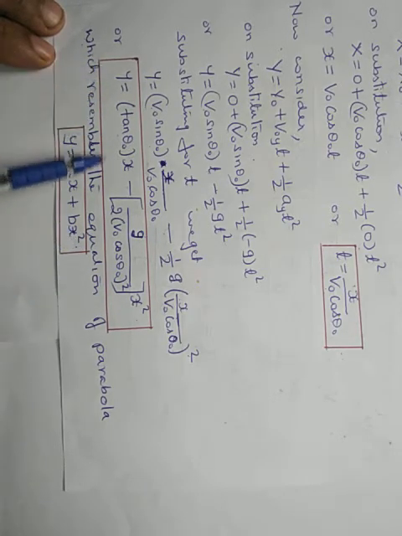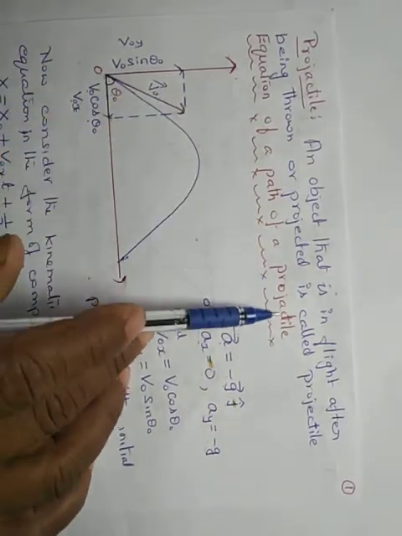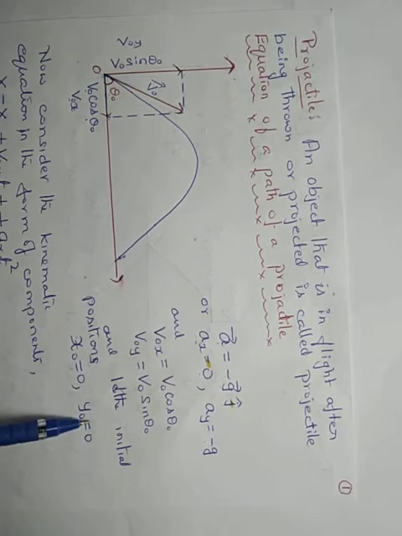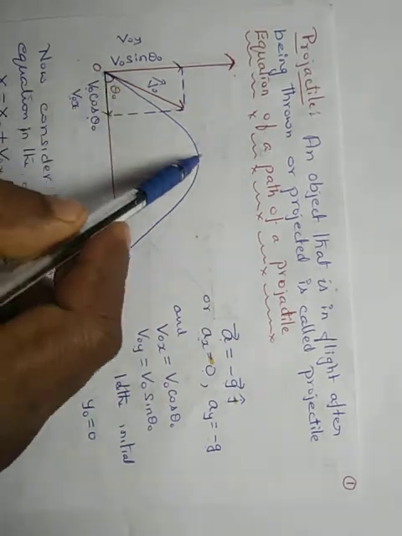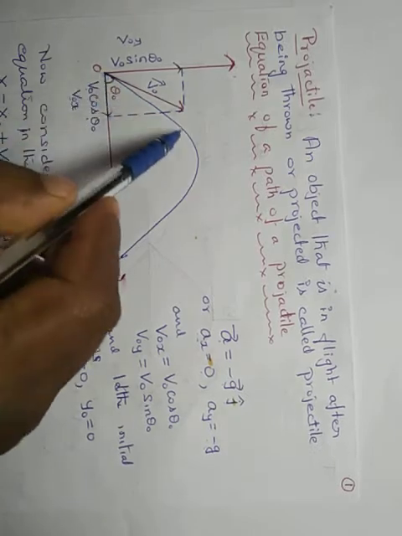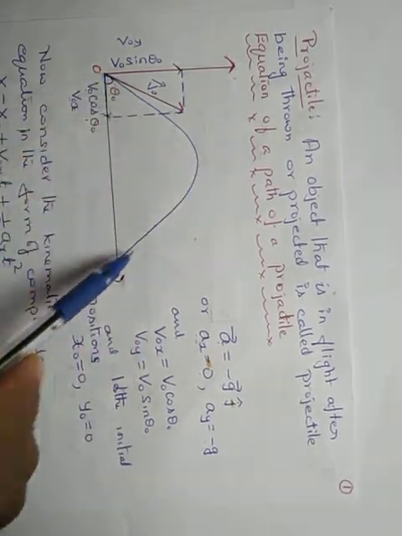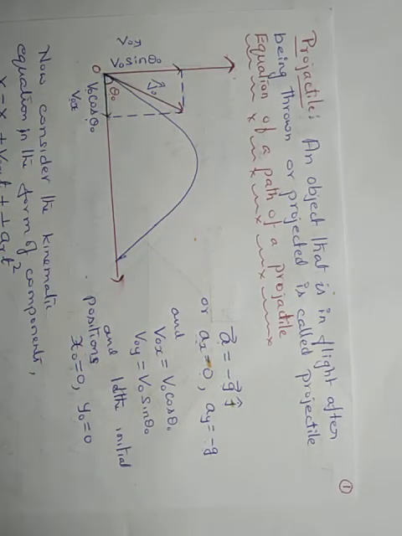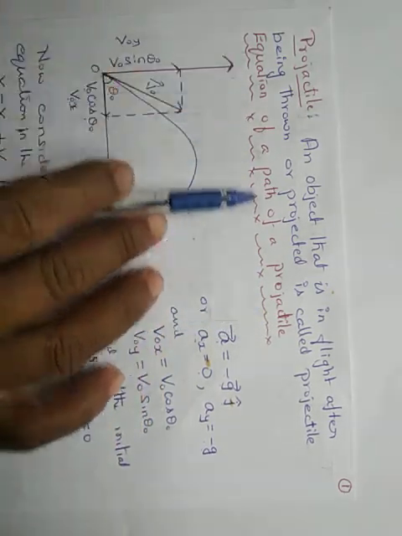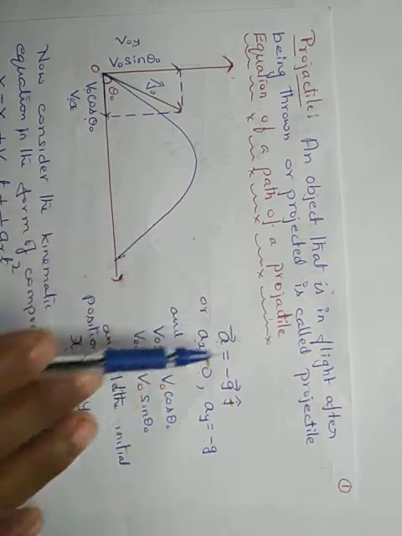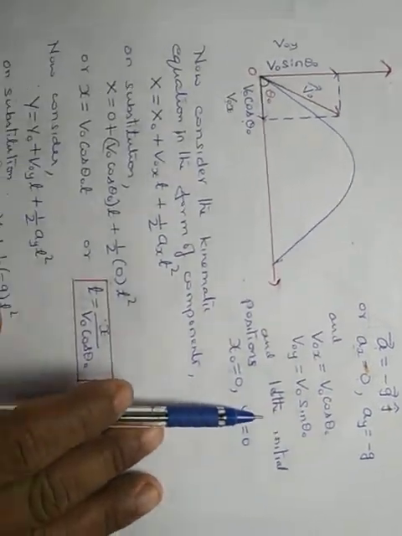So, that is the equation for the path of a projectile. Therefore, the path of a projectile is a parabolic path, like this parabola, U-shaped. So, this is the first derivation, the equation of path of a projectile. So, what you have to do?